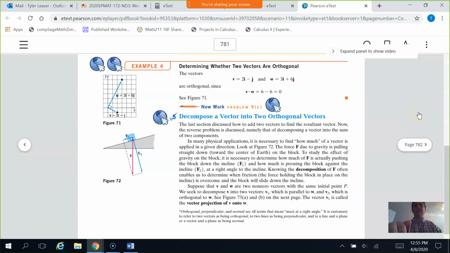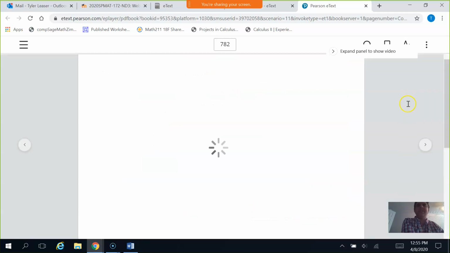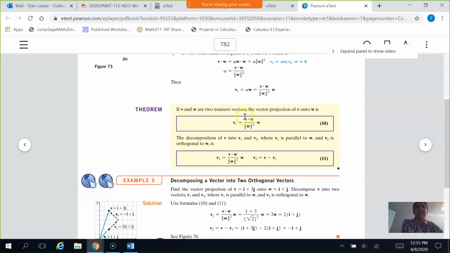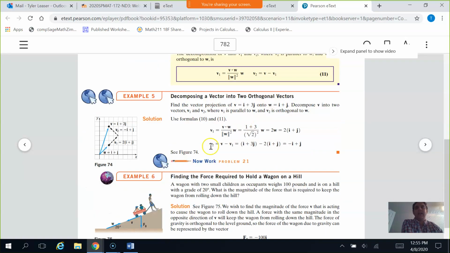I'm just trying to get to it in the book here, because I know it'll have a really nice picture of vector projection as well. All right, yeah, so here's the formula for it. And this is kind of the concept that I was talking about. So let me make it a little bit bigger.